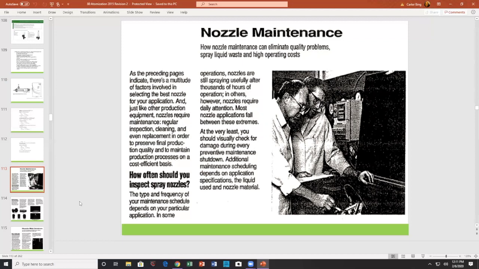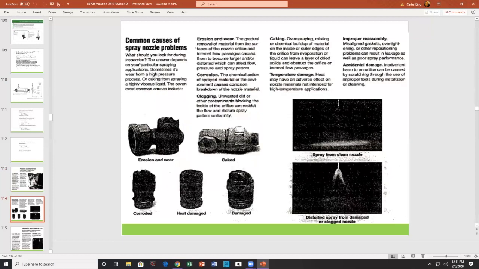How should you inspect your nozzles? A common problem, erosion and wear. Then you have corrosion, and then you have clogging, and then you have caking, and then you have temperature damage. Of course, we have improper assembly. It's because all kinds of bad stuff. And accidental damage.